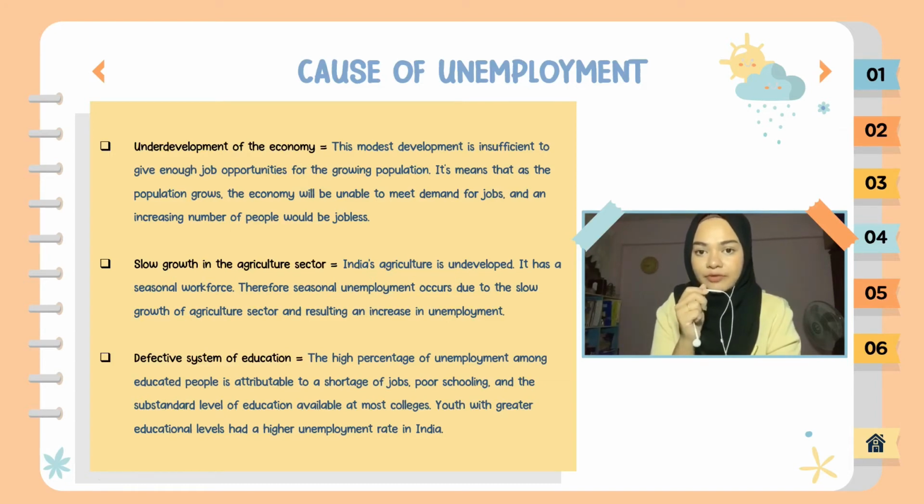Next is the defective system of education. The high percentage of unemployment among educated people is attributable to a shortage of jobs, poor schooling, and the substandard level of education available at most colleges.